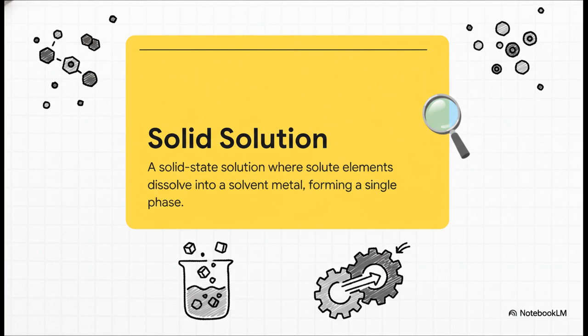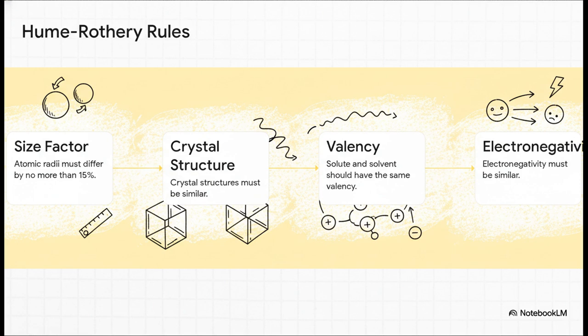You know how you dissolve sugar in water? Imagine doing that, but with two solid metals. You're literally dissolving atoms of one metal into the crystal grid of another. But, and this is a huge but, you can't just throw any two metals together and cross your fingers. Nope, there's a recipe for it, laid out by a guy named Hume-Rothery. And his rules are pretty straightforward.